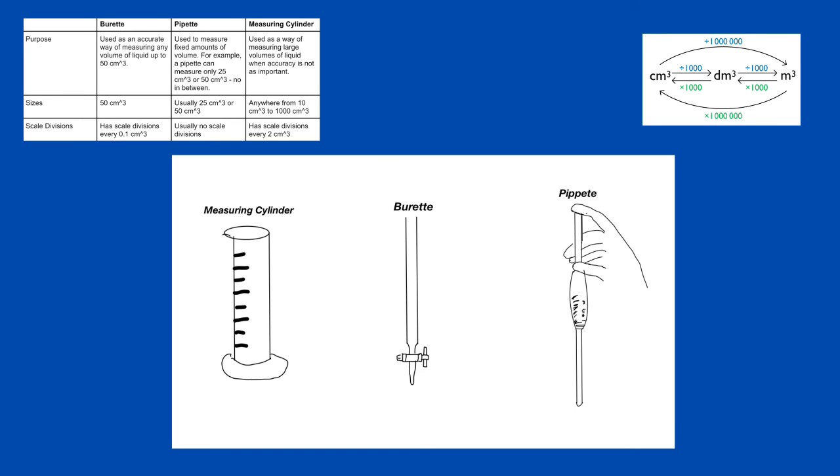A burette usually comes in the size of 50 centimeters cubed, while a pipette comes in a fixed size of 25 centimeters cubed or 50 centimeters cubed. A measuring cylinder ranges anywhere from 10 centimeters cubed to 1000 centimeters cubed. The scale divisions on each of these apparatus also vary. A burette has scale divisions every 0.1 centimeters cubed, making it very accurate. A pipette has no scale divisions because it only measures a fixed amount of volume. A measuring cylinder usually has scale divisions every 2 centimeters cubed, making it not as accurate as a burette.